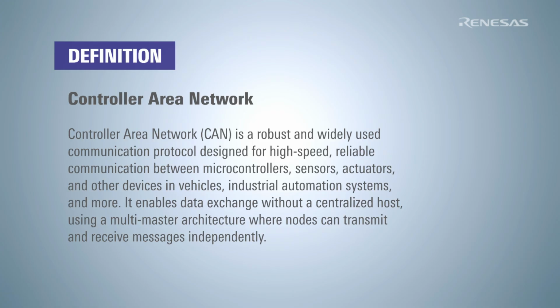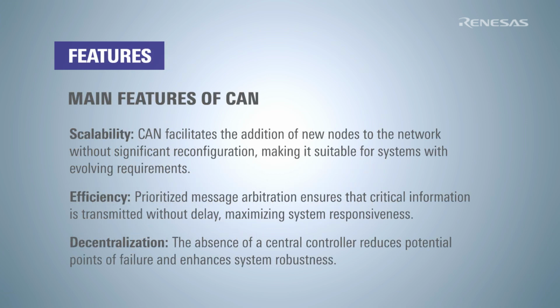Controller area network is a widely used communication protocol known for its reliability and efficiency in high-speed communication between microcontrollers, sensors, and actuators in the automotive and industrial automation. It operates on a decentralized architecture, allowing nodes within the network to independently transmit and receive messages without the need for a central controller. This decentralized approach enhances flexibility and scalability, making it easy to integrate additional nodes into the network.